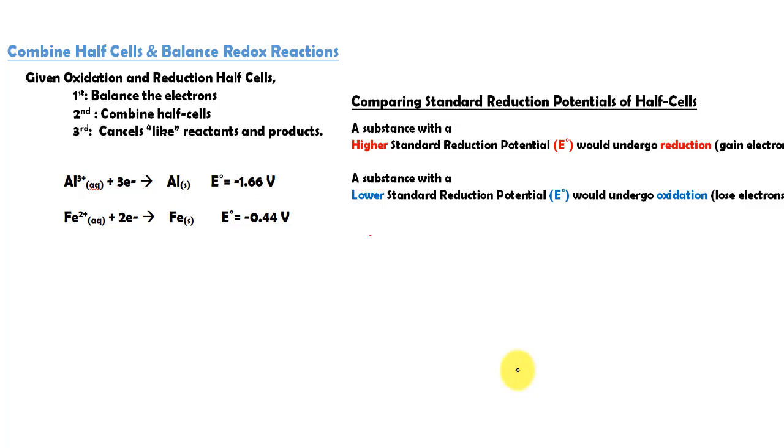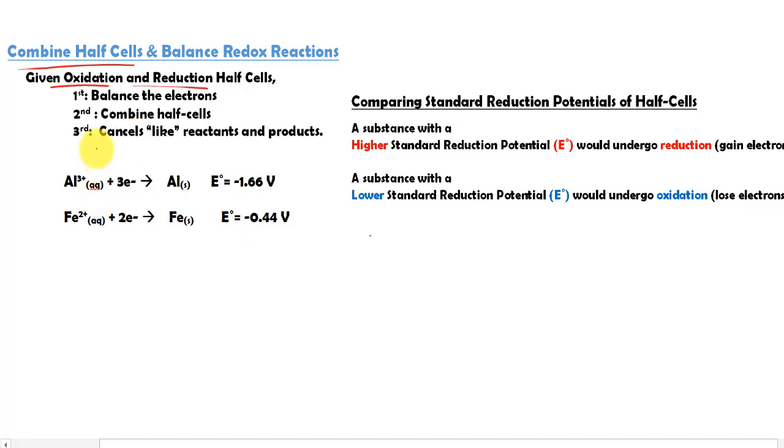In this lesson, we are going to learn about combining half cells of redox reactions and balancing the redox reaction. Here are the general steps. In most cases, the half cell will be given in terms of oxidation and reduction, but sometimes they will give you some other kind of data that allows you to determine which one undergoes oxidation. Let's look at the example.